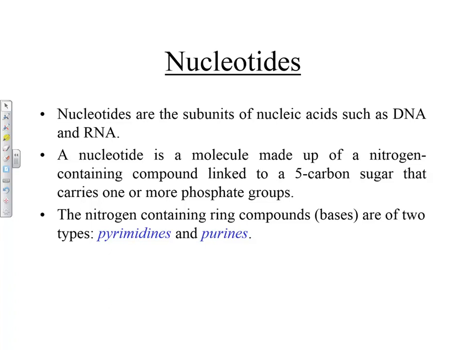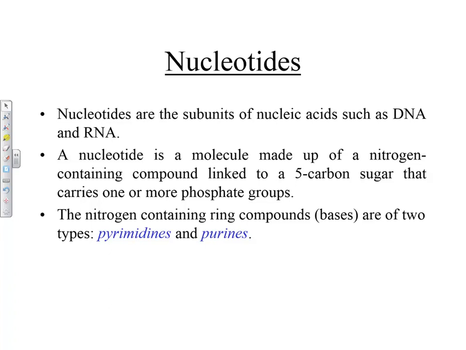So we talked about sugars. Then we talked about amino acids, and fatty acids. The last set of modular building blocks that we want to look at are what are called nucleotides. These are the subunits of nucleic acids such as DNA and RNA. A nucleotide is a molecule which is made up of a nitrogen-containing compound which is linked to a 5-carbon sugar. That's a pentose. It could be either ribose or deoxyribose. And this is going to carry one or more phosphate groups.